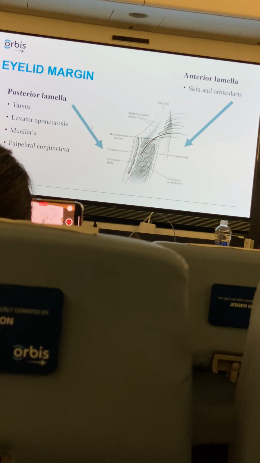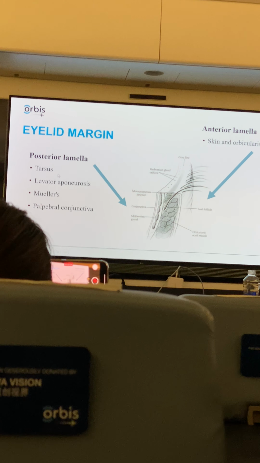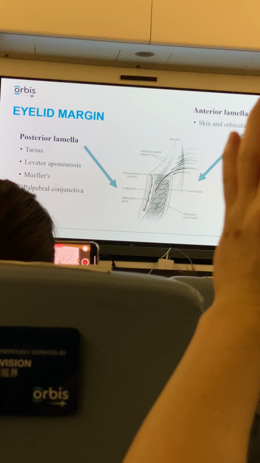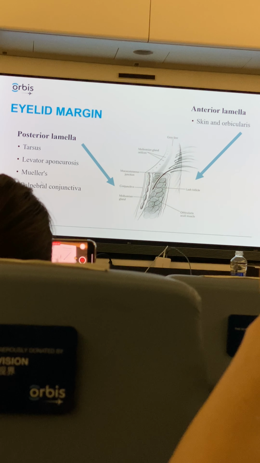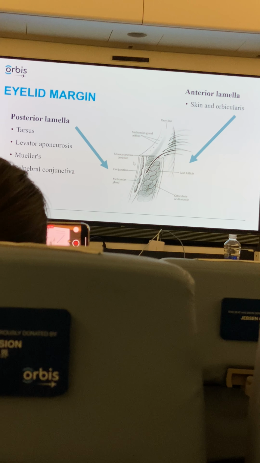The posterior layer would be the tarsus, your eyelid retractor, and the conjunctiva.